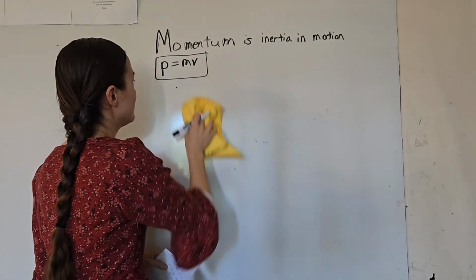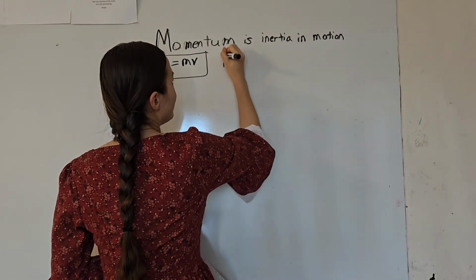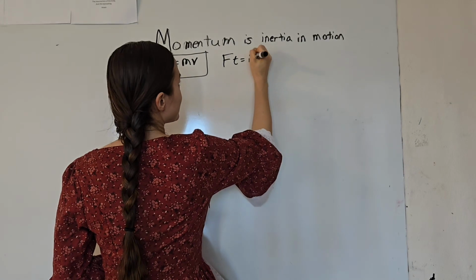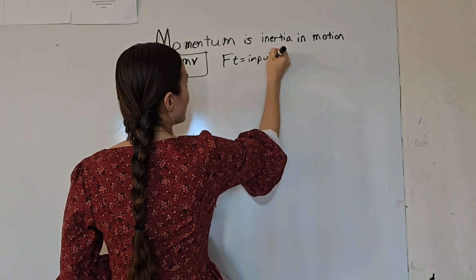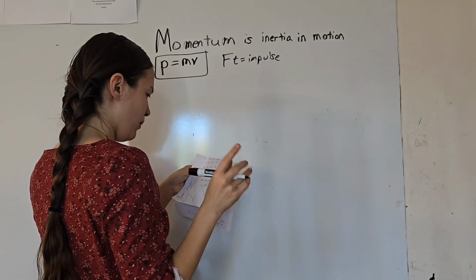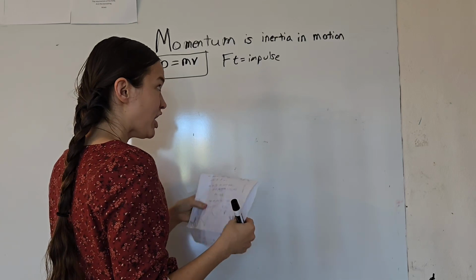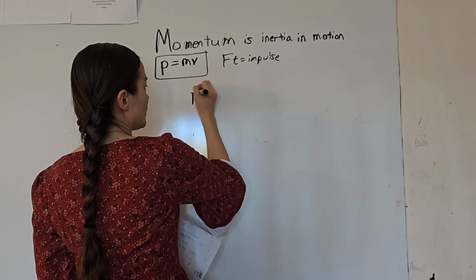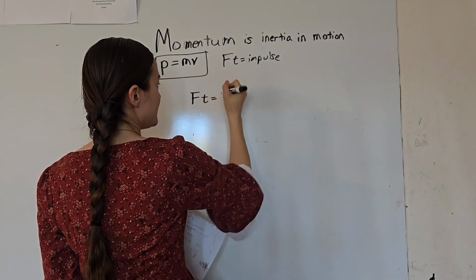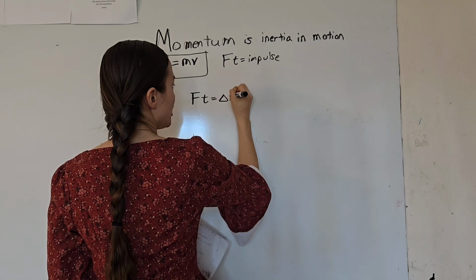So now we've got Ft is impulse. And remember, impulse is what changes momentum. So Ft is the change in momentum.